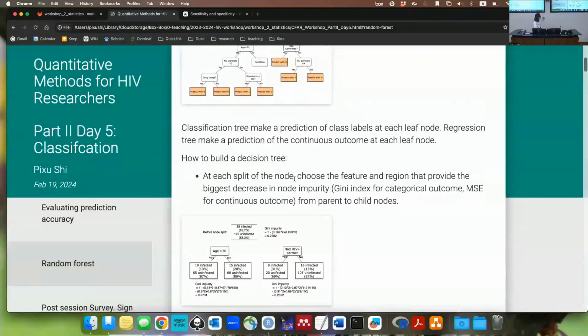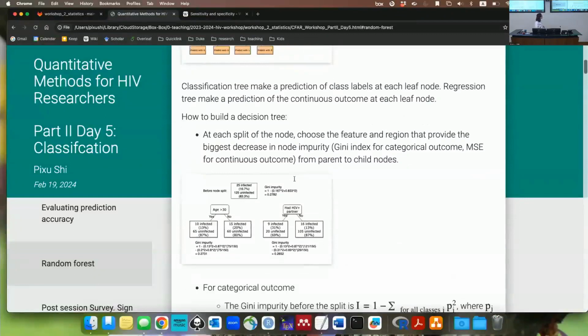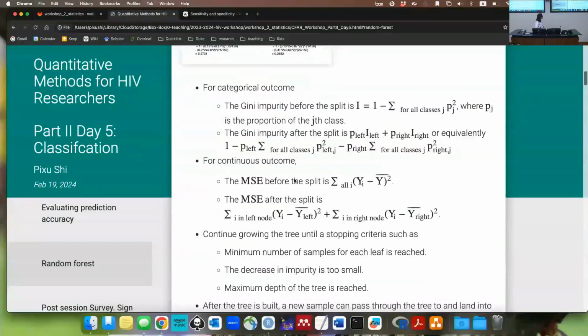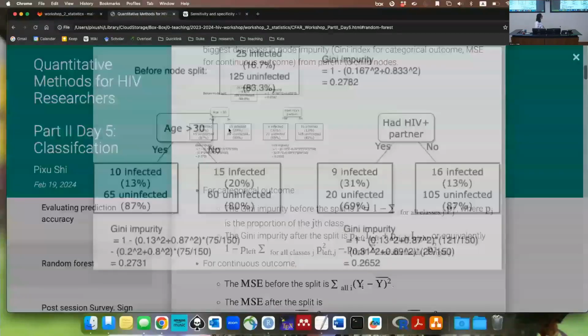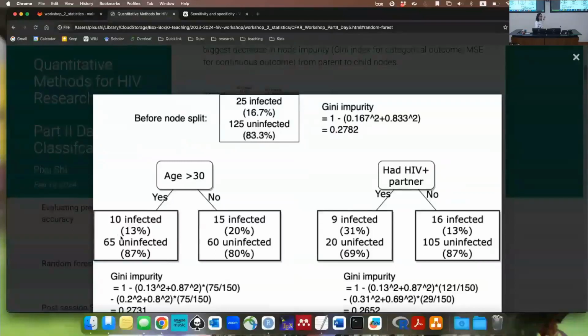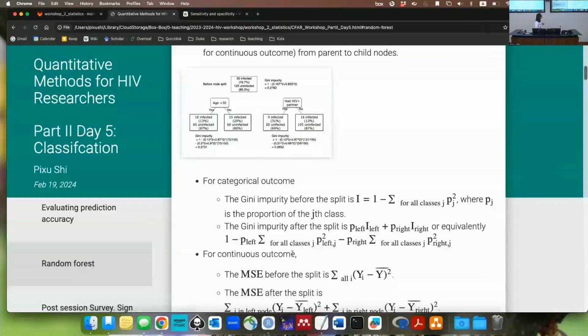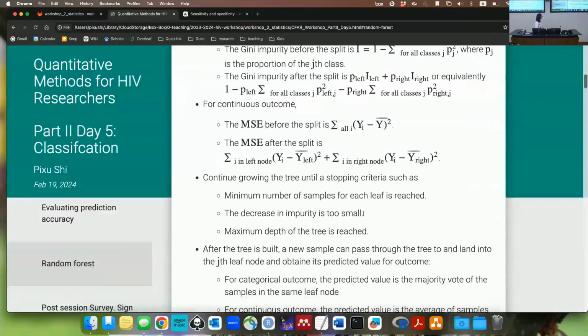For each split of the tree, you just keep growing. You keep exploring all of the predictors and grow the trees, and you stop when you reach the minimum number of samples for each leaf node. So when your leaf node has only maybe 1% of the infected or 1% of the uninfected, you don't have to split that node anymore. Or if you split the tree and it's not going to decrease the impurity by much, or if the tree is already pretty tall, that's also a place where you can stop.